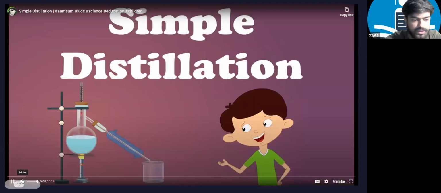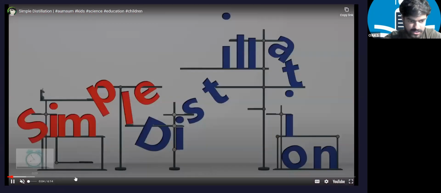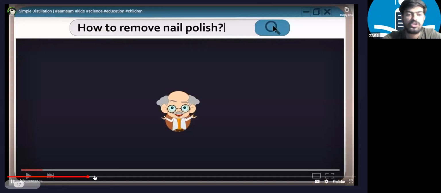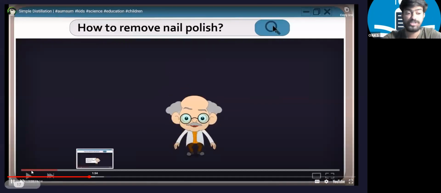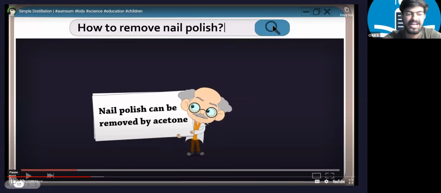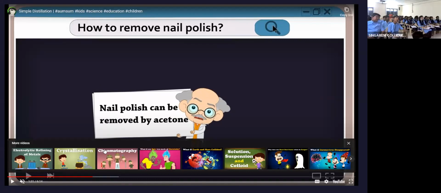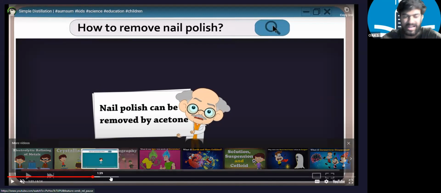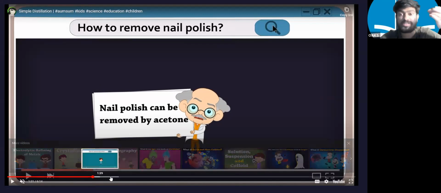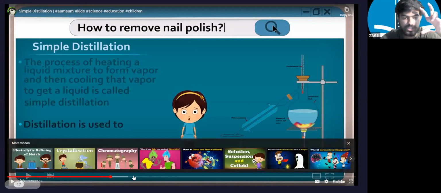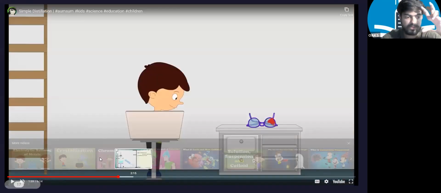Our topic for today is simple distillation, right? Okay. Now see, I'm going to tell you the story of what this boy has done. He has spilled the nail polish. Now, do you know nail polish? Yes, sir. Okay. So this nail polish is basically acetone, right? So we are going to separate that nail polish. So let's have this particular process. Okay, ready everyone?